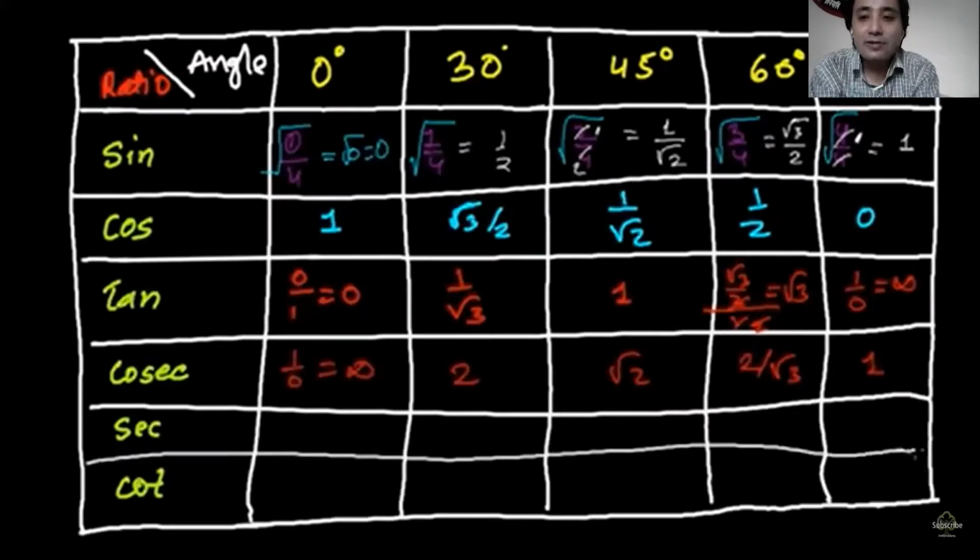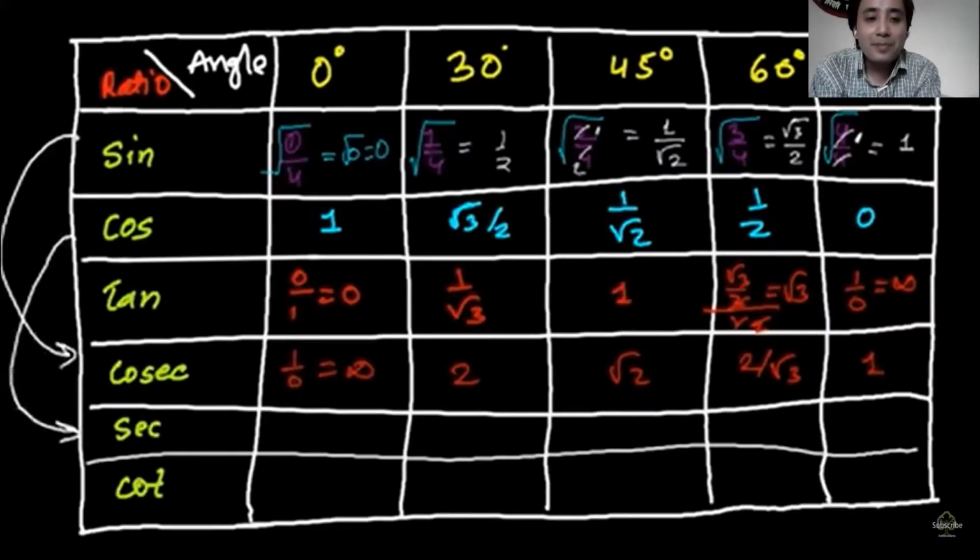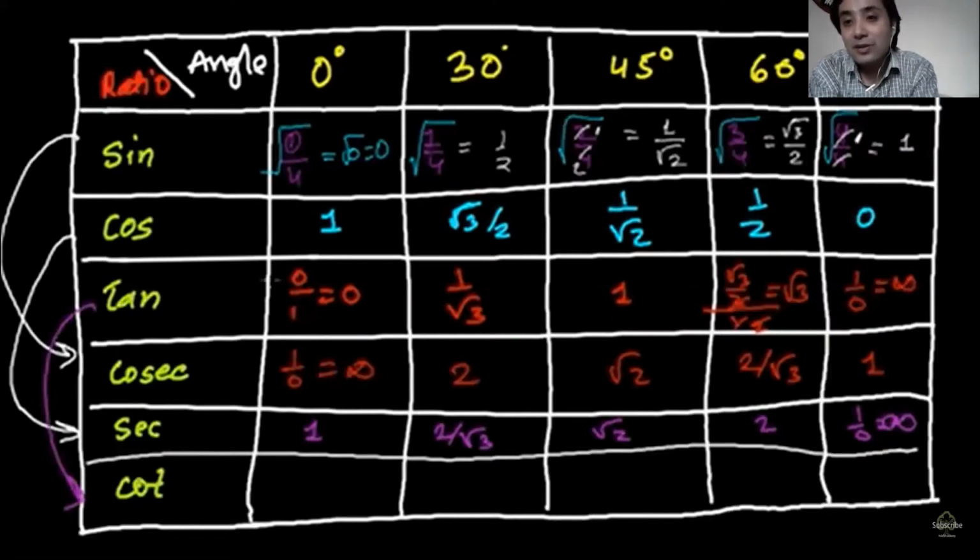Then sec is what? Reverse of cos. If cosec was reverse of sine, then sec will be reverse of cos. So you map it. Sec is reverse of cos, so 1 by 1, which is 1 only. Then the reverse of this is 2 by root 3, isn't it? Then the reverse of this one is root 2 by 1, so root 2. Then the reverse of 60 is 2 by 1, which is 2. And the reverse of this, how do we write it, 1 by 0, which is undefined because we had 0 by 1. So the reverse of 0 by 1 is 1 by 0, and anything divided by 0 is undefined.